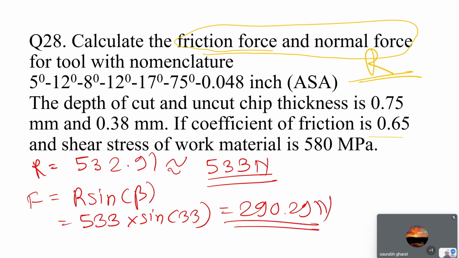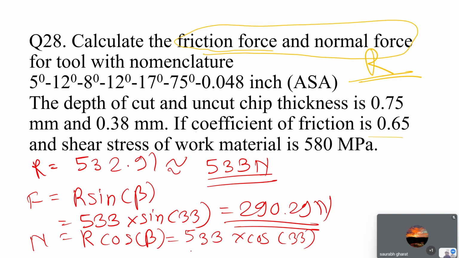And what will your normal force N become then? It is R into cos beta. It's simple, but you have to calculate everything first, you have to calculate R, Fc. So it will be R cos beta, what is your R? 533 into cos of 33. What will it be? Simple.